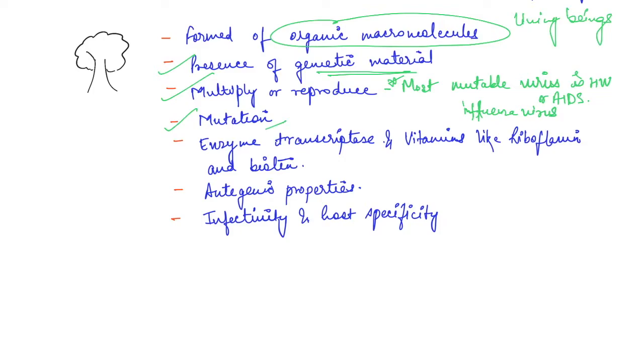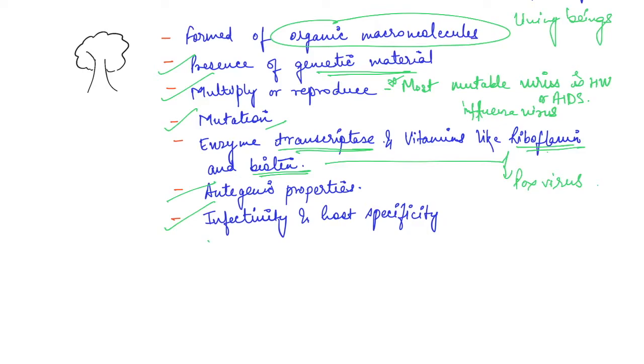Then they have presence of certain enzymes like transcriptase and vitamins like riboflavin and biotin. So they have presence of such kind of enzymes like transcriptase, and they contain riboflavin and biotin vitamins. Now these vitamins are present in pox virus. Okay, then they have antigenic property, they have infectivity and host specificity, so they choose their host. Okay, so these are some of the important points.